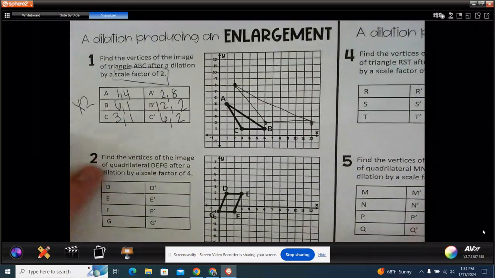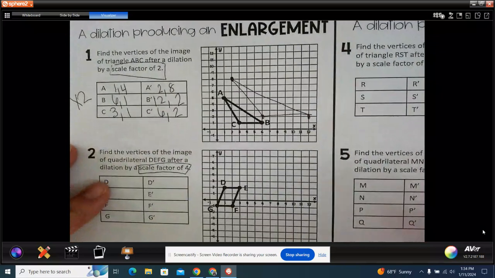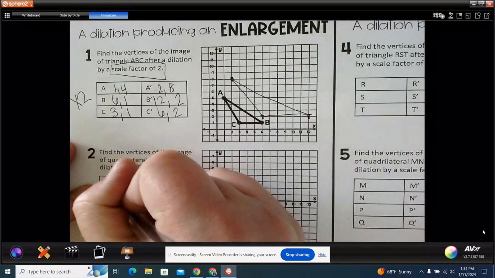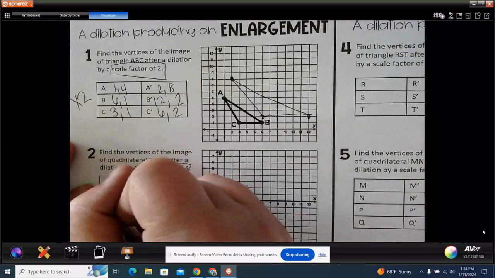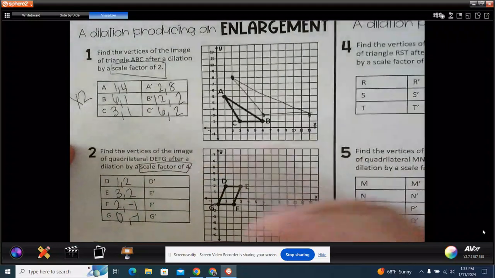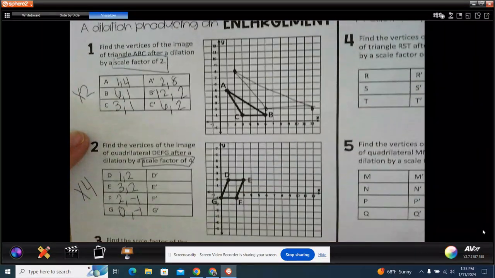So let's look at this one. Now we're going to change by a scale factor of 4. So D is located at 1, 2. E is at 3, 2. F is at 2, negative 1. And G is at 0, negative 1. So with the scale factor of 4, we're going to times everything by 4.